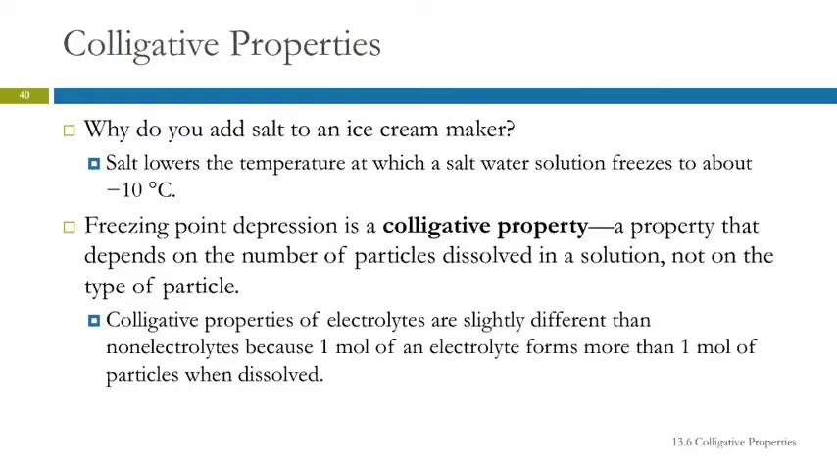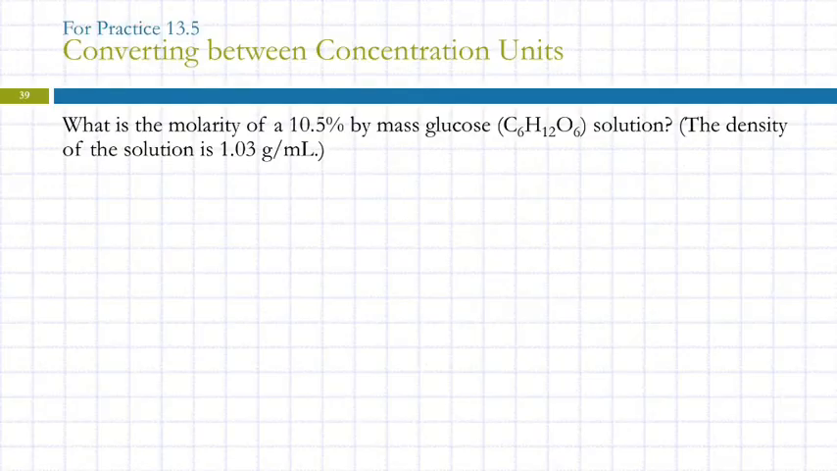I'm going to do one more here and then we'll take a break. So here we're taking one concentration unit and converting it into another concentration unit. What's the molarity of a 10.5% by mass glucose solution? The density of the solution is 1.03 grams per milliliter.